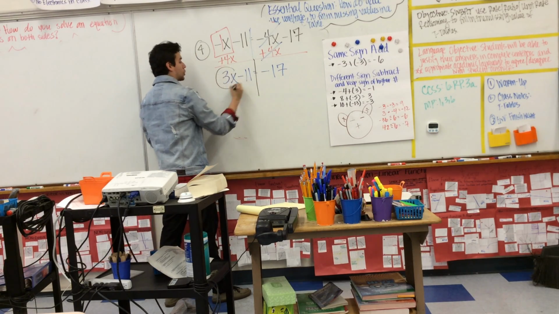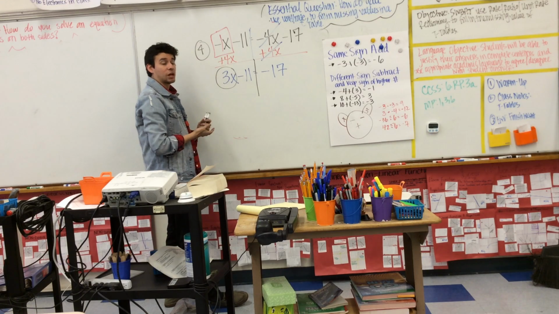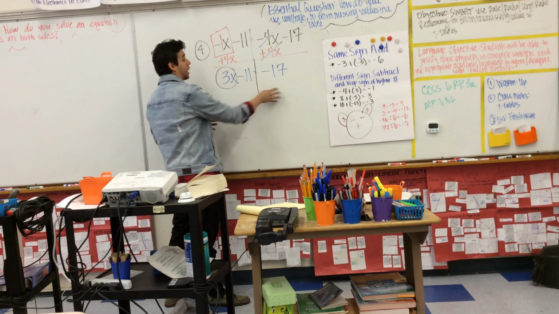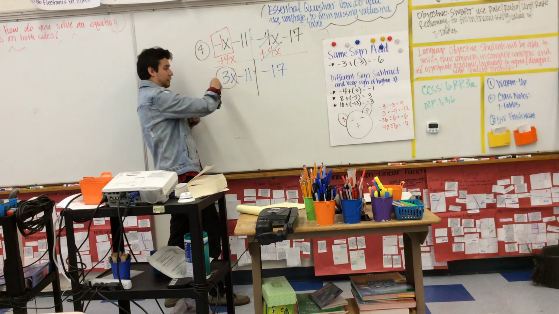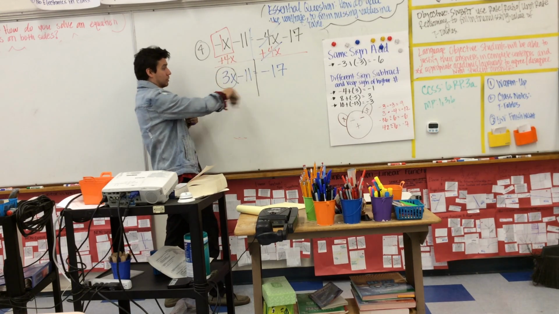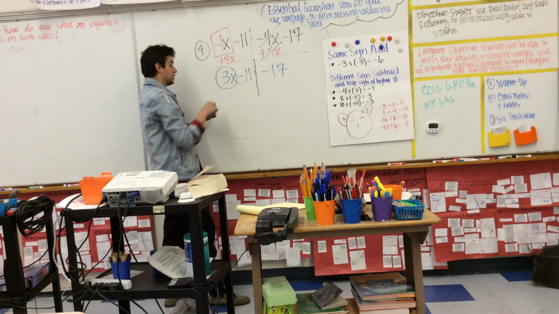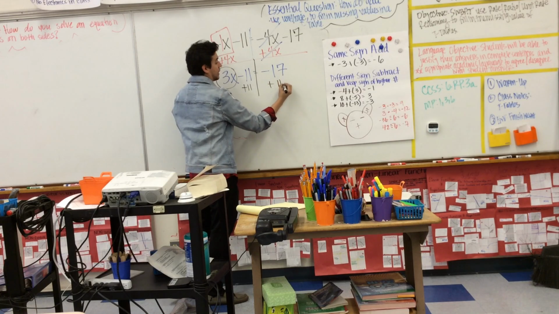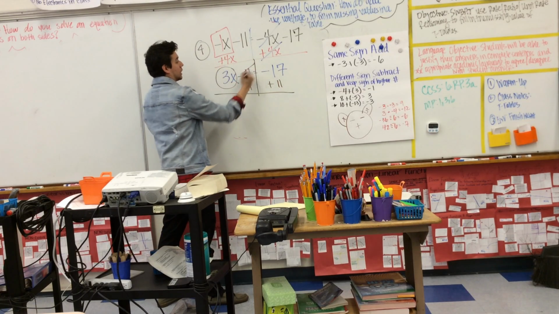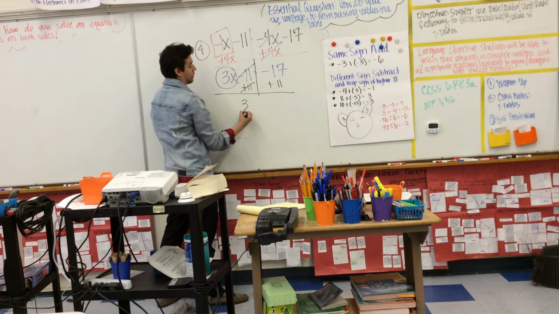Barrier, circle. What side am I going to focus on? What side is the variable on? On the right or on the left? On the left. Boom, boom. Here it is. Who's not inside the bubble? The -11. So now we're going to do +11 to cancel it out. Click, click. 3x drops.